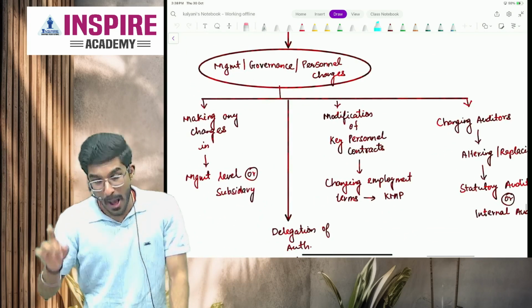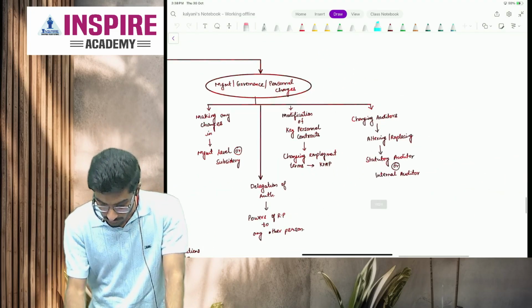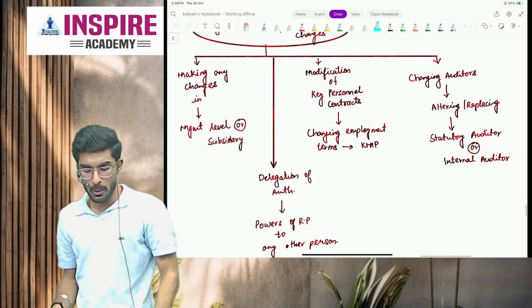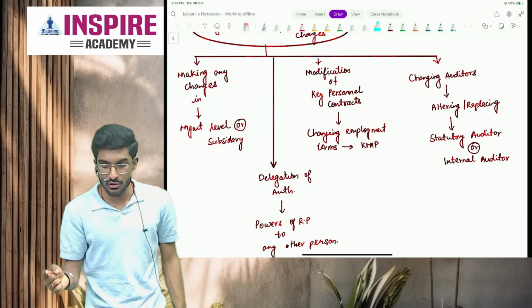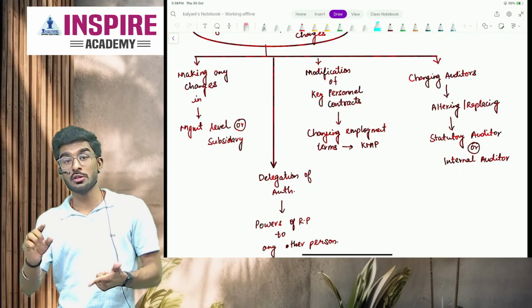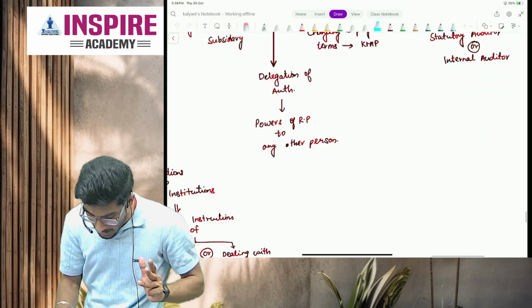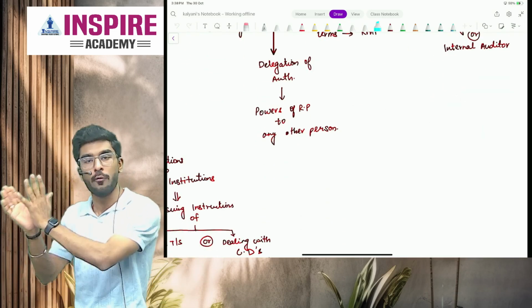Next is with respect to management, governance, and personnel changes. 4 points. Number one is making any changes in management level or a subsidiary. Number two is modification of KMP contracts. And number three is changing the auditors. And number four is delegation of authorities.